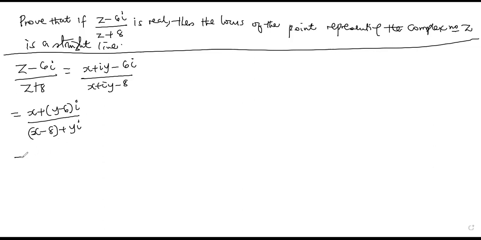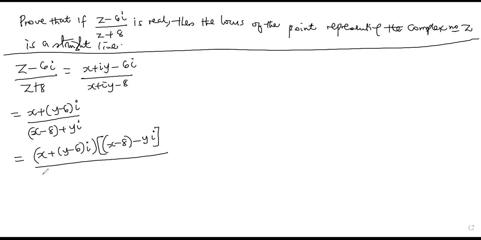Here you have to realize this because you have i down, which is improper. So we multiply the numerator by the conjugate, x plus 8 minus yi, and do the same down: x plus 8 plus yi times x plus 8 minus yi.